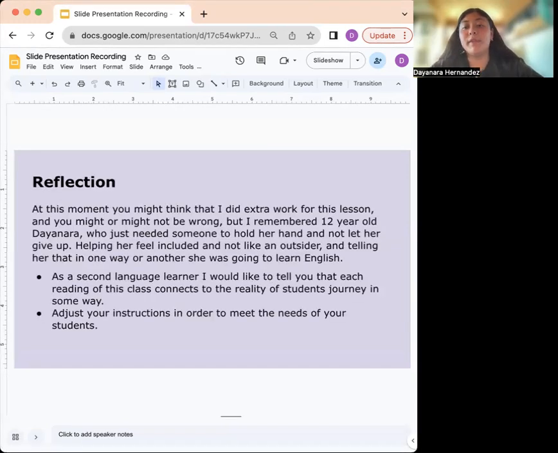At this moment, you might think that I've done extra work for this lesson, and you might or might not be wrong, but I remember the 12-year-old Dayanara who just needed someone to hold her hand and not let her give up, helping her feel included and not like an outsider, and telling her that in one way or the other, she was going to learn English.